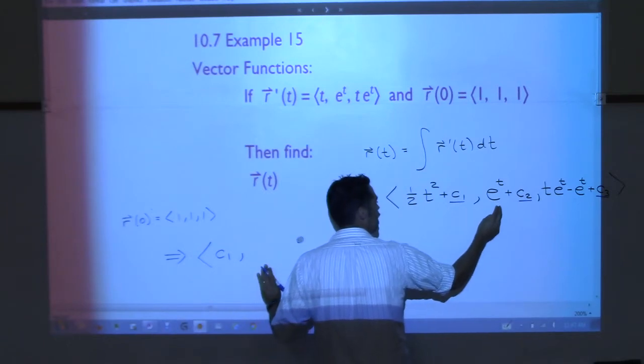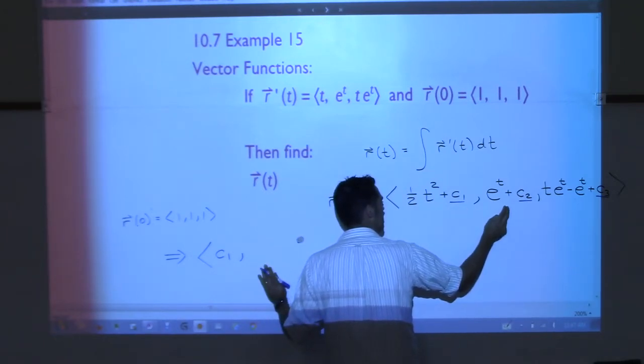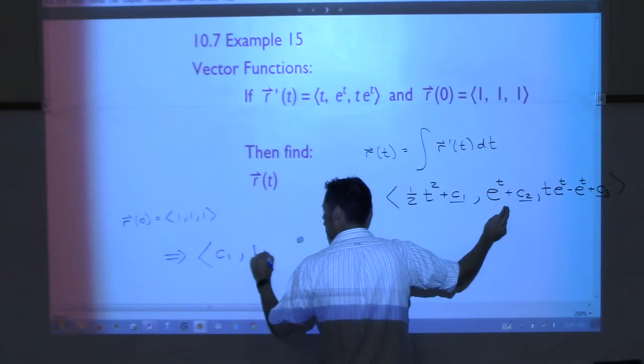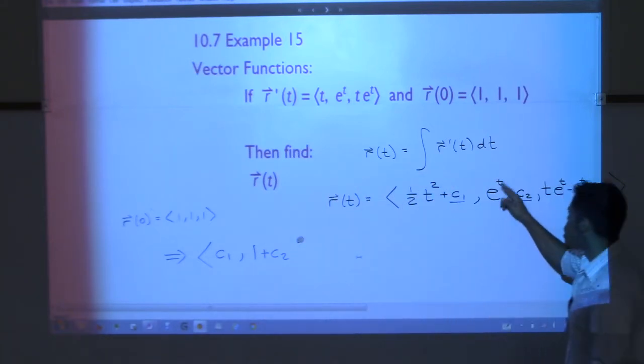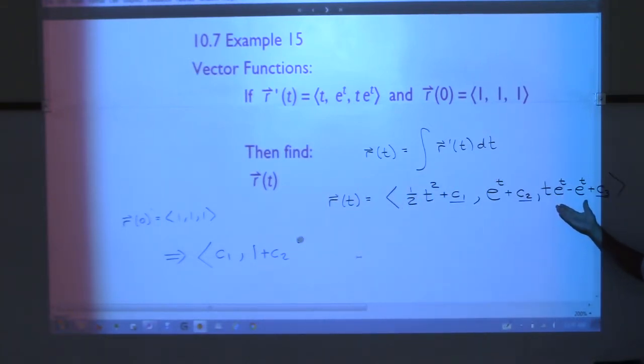What happens when I plug in, be careful here, 0 for t here? I get 1 plus C2, right? e to the 0 is 1. How about if I plug in 0 here for t?